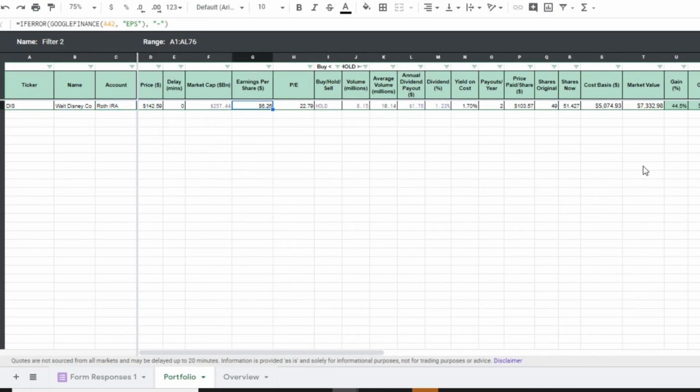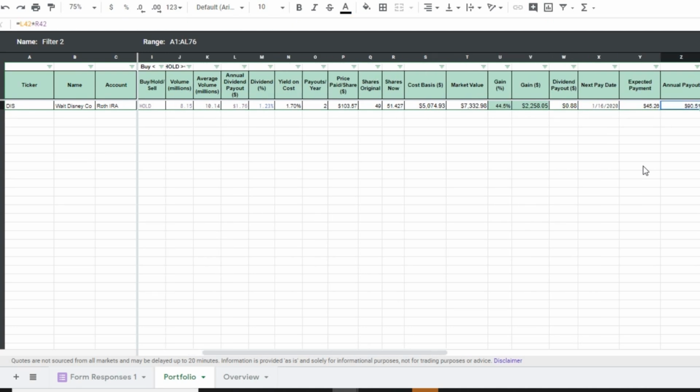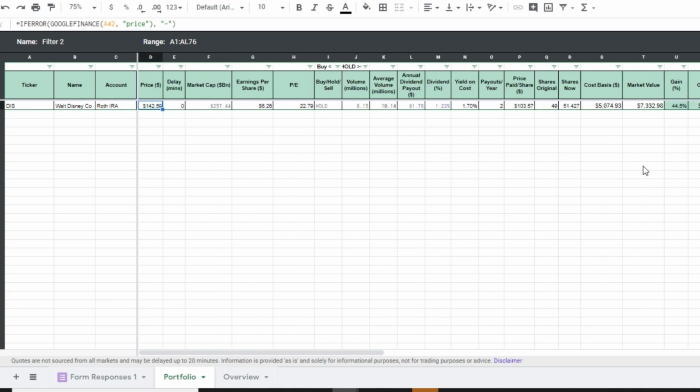So relatively low in terms of dividend yield. It's only 88 cents per payout, which gives me about $45 every time it gets paid, because that is semi-annual. You can see it pays about $90 a year, and really only has a 1.7 yield on cost, and that's just because I purchased it at just over 100 bucks. Now it's hovering above 100 bucks. I think it's close to 140 or so in terms of what the actual price is.